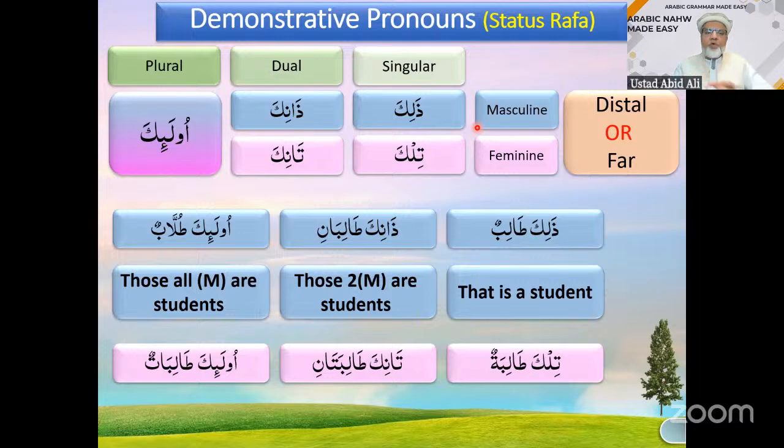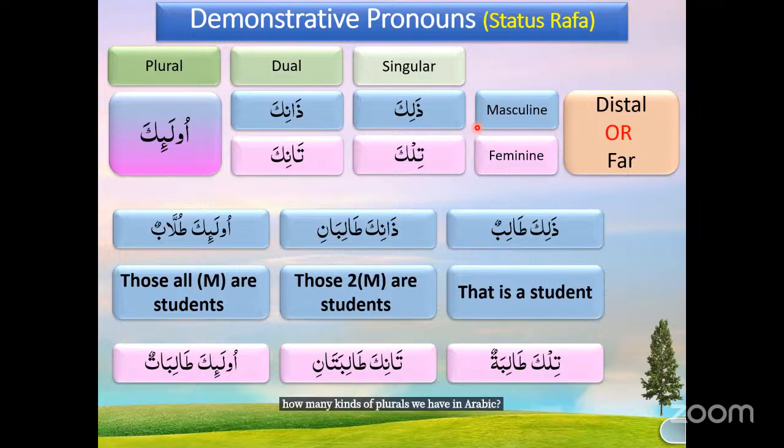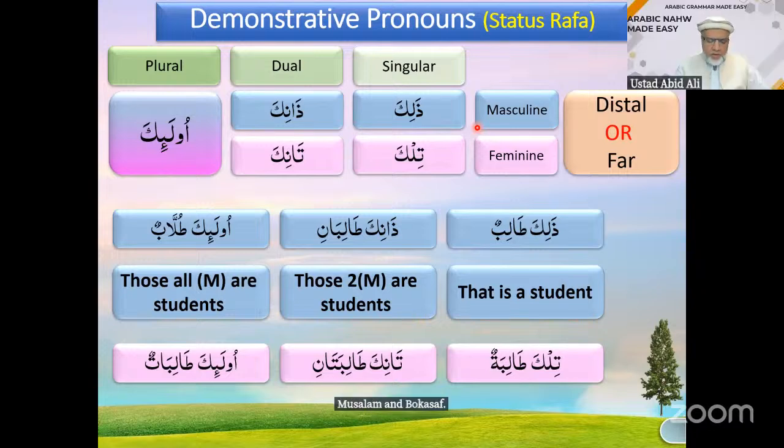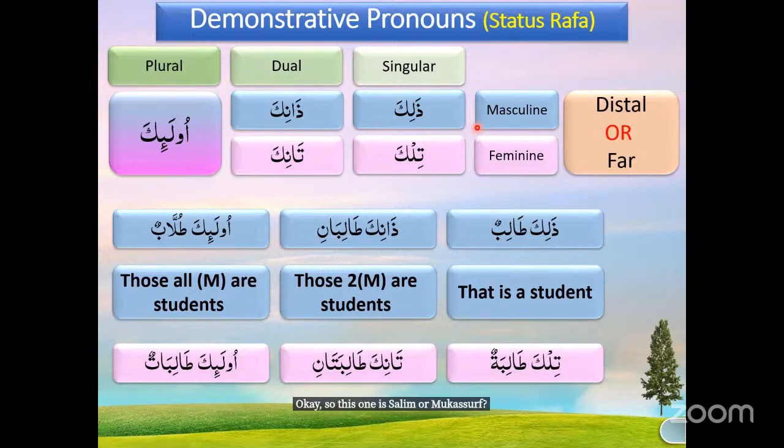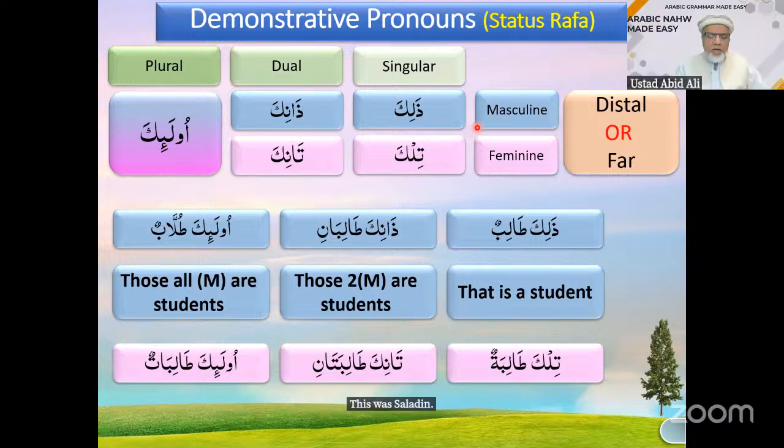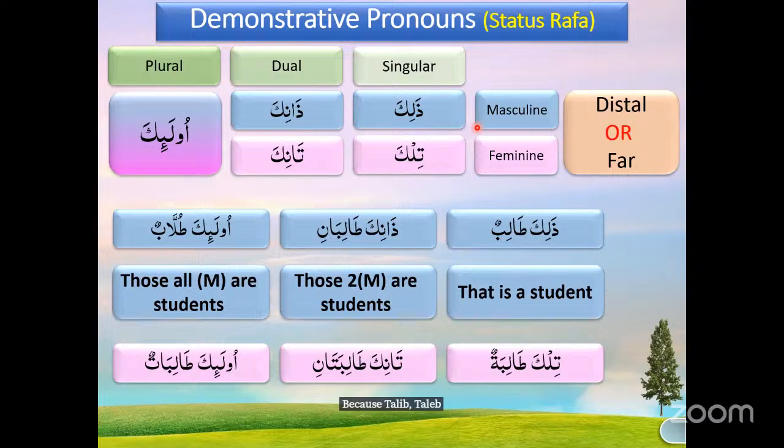How many kinds of plurals do we have in Arabic? We have Salim and Mukassar, right? Yes. Okay. So is this one Salim or Mukassar? This was Salim, because Talib is a full word over there and it is Salim. Very good. That's fine.